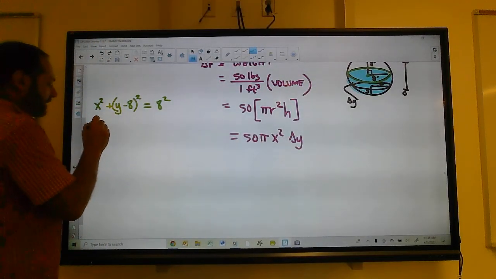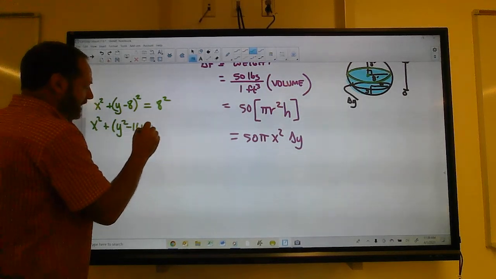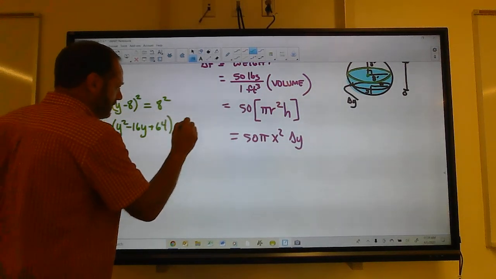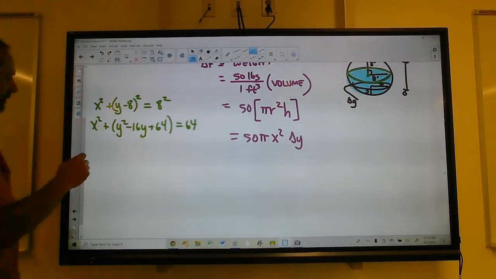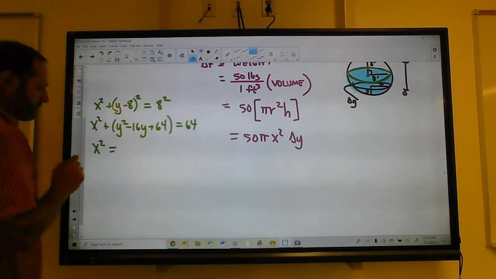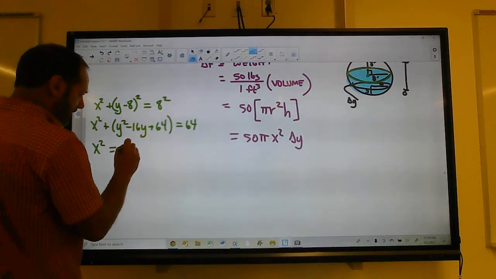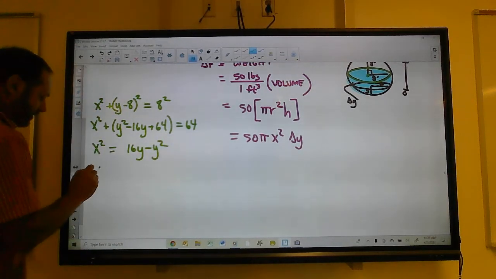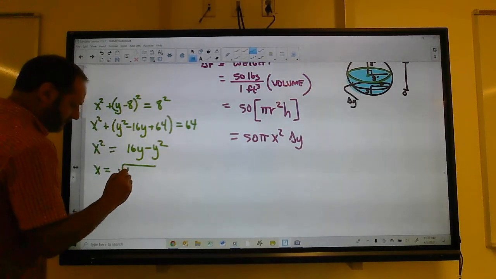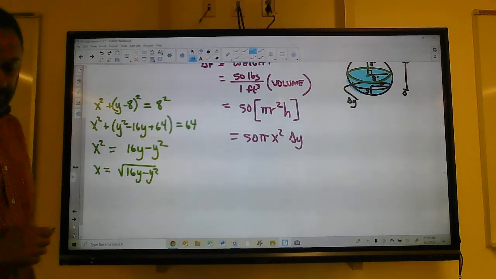Okay, so x squared, this is y squared minus 16y plus 64 equals 64. And then we're going to solve for x. So if I subtract the 64, that goes away. So this is going to be 16y minus y squared over here, which we're going to square root. Okay, there's my x.